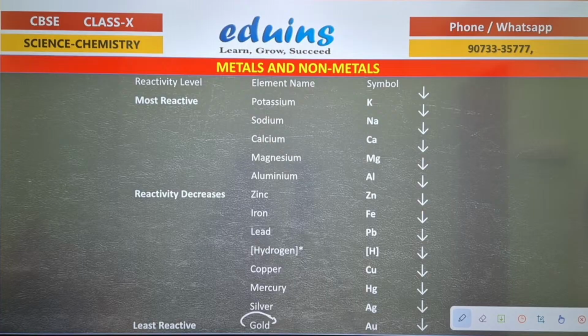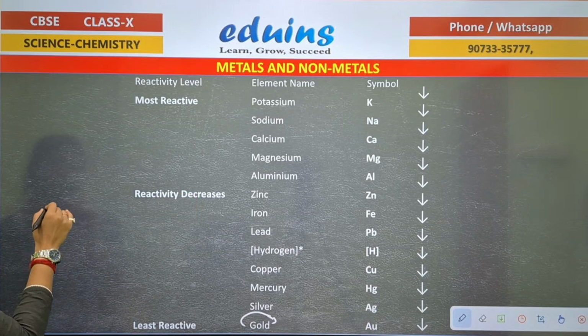When we read zinc in the series, it is in the middle portion. That means it is neither the most reactive nor the least reactive. Potassium, sodium, calcium, magnesium, aluminium, zinc, iron, lead, hydrogen, copper, mercury, silver, gold. So we know that copper is less reactive than zinc.